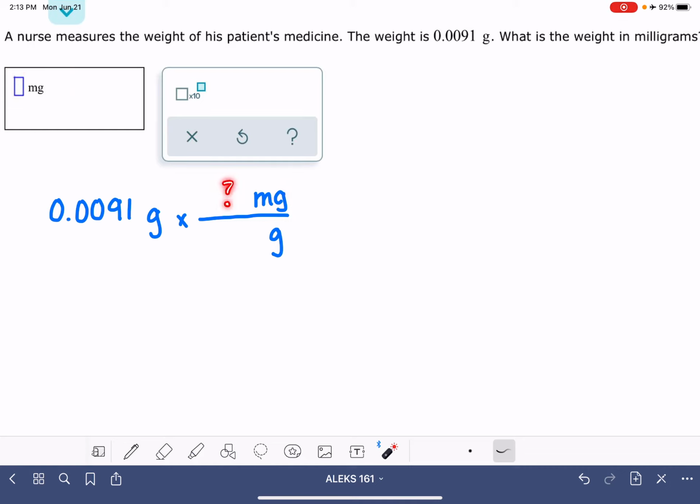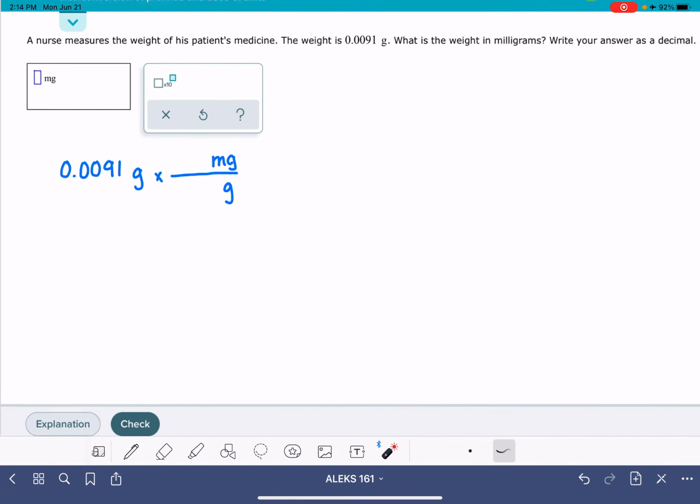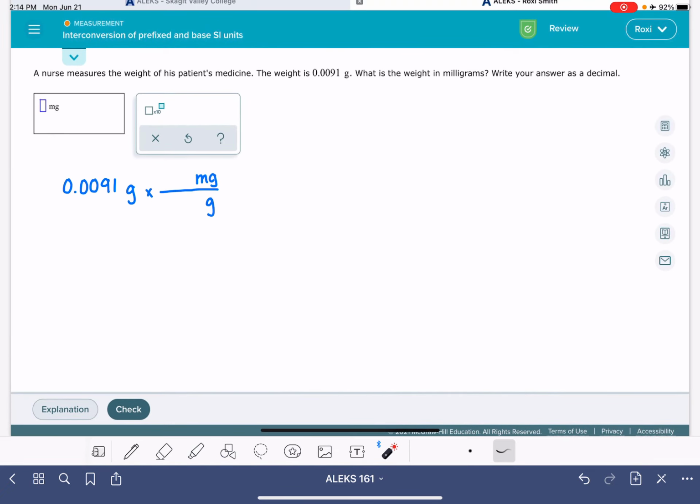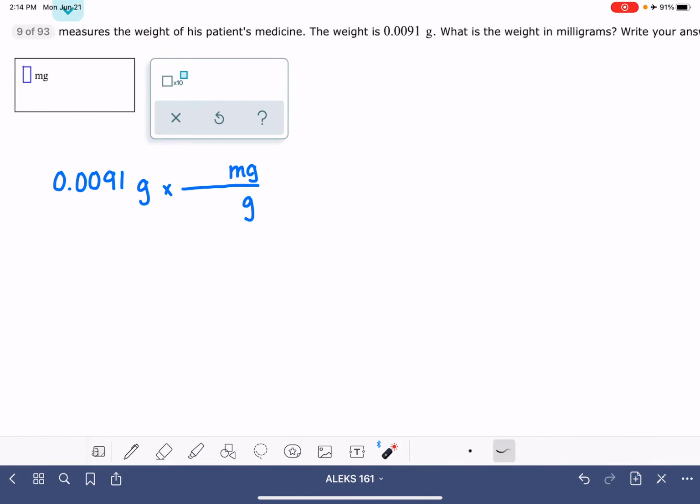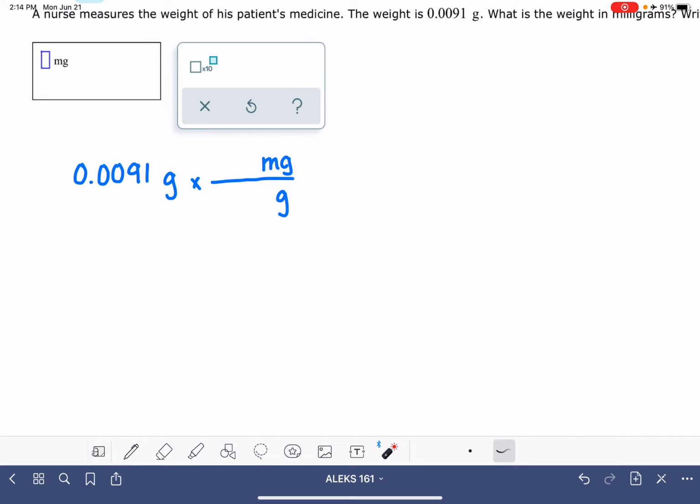Then what we're going to do is fill in the numbers that provide us with the relationship between milligrams and grams. So for this part, you're going to need to be able to consult a table of metric prefixes. You definitely have one in your textbook. They're all over the internet, or you can even look them up in this ALEKS data tab right here. You'll find the relationship of prefixes and what they mean.